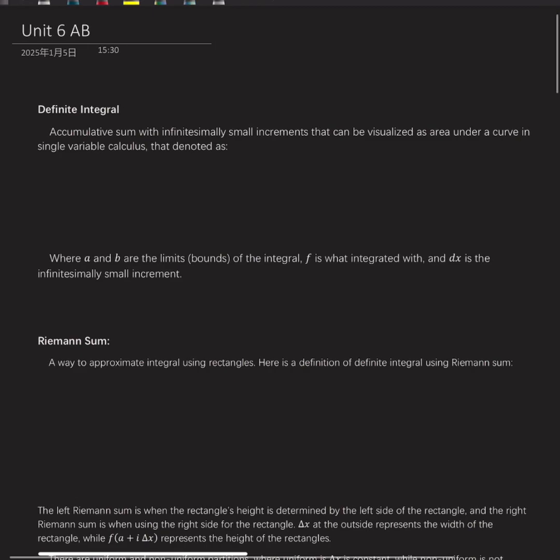Everyone, welcome to my first video in 2025, and this is Unit 6 AP Calculus AB on integration and accumulation of change. So first is the definite integral.